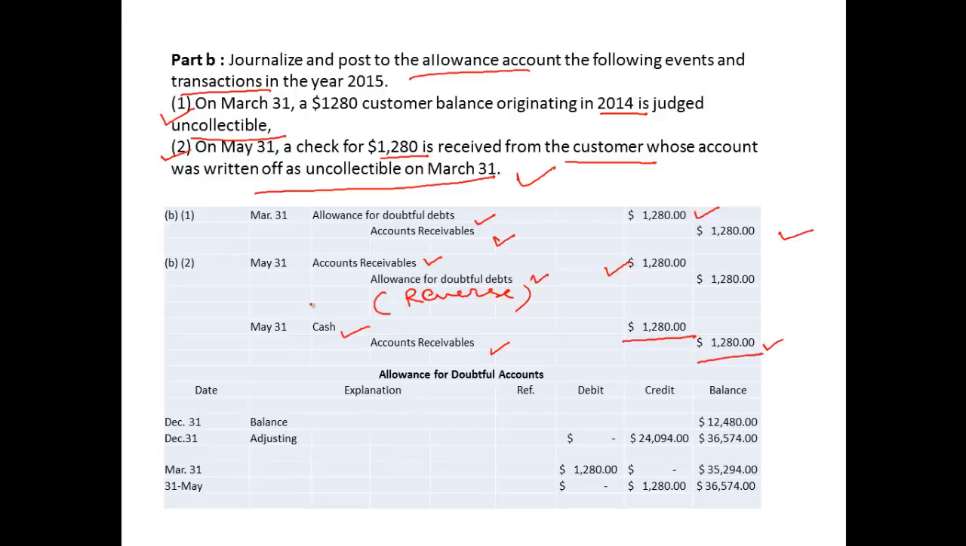Now, these journal entries will be posted to the allowance for doubtful accounts. So, the balance till here we have got from part A only, and these two amounts will be coming from the journal entries passed above. So, we will get the balance as $36,574.